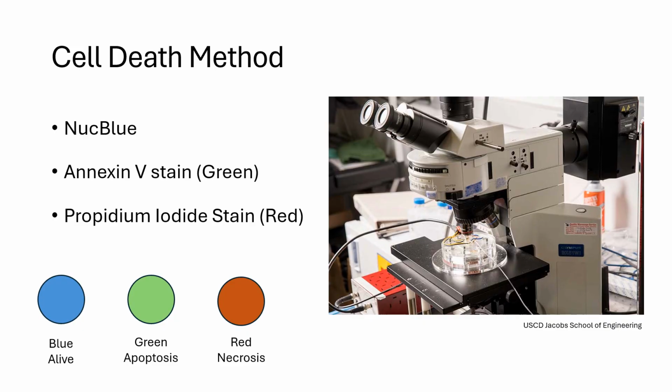First, to find out if my cells died, I took my cell cultures and stained them with Nuc Blue, annexin-V and propidium iodide. Nuc Blue is a stain that turns the nucleus of cells blue. This lets us know that a cell is present. Annexin-V has a high affinity for phospholipid phosphatidylserine, which is exposed after apoptosis. Propidium iodide stain will bind to DNA or RNA that has been exposed outside the cell membrane, which indicates a cell has undergone necrotic death.